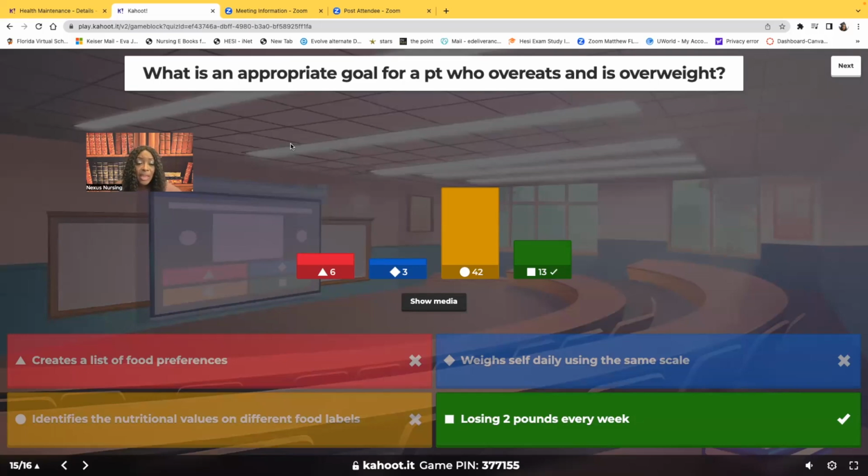At the end of the day, them identifying nutritional values, them creating a list of preferences that you could go over with the dietitian and see which ones are healthy, them weighing themselves on a scale, all of that is to do what? Lose the weight. So the goal would be losing 2 pounds every week. That is a healthy number for that patient to lose. And this is how I want you guys to think when you're looking at test questions. The way that I'm explaining these rationales, I want you to think like this when you're trying to figure out what the answer should be.